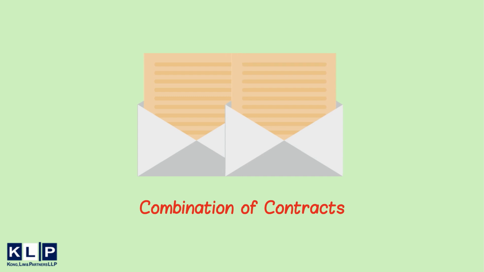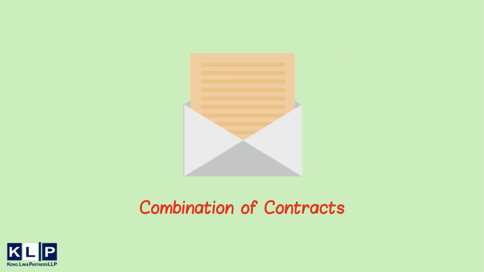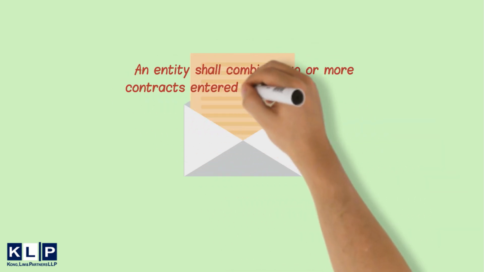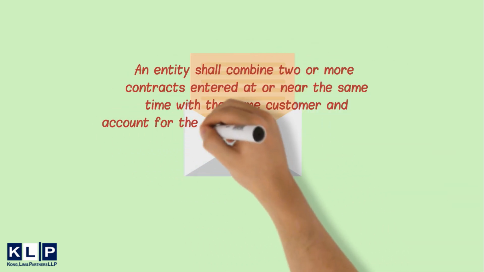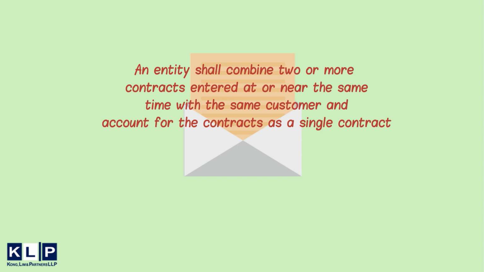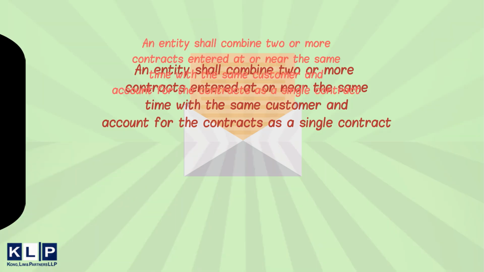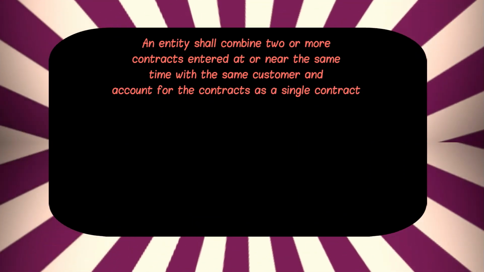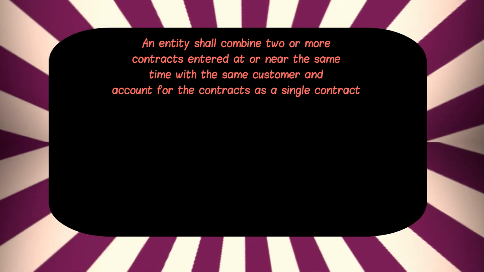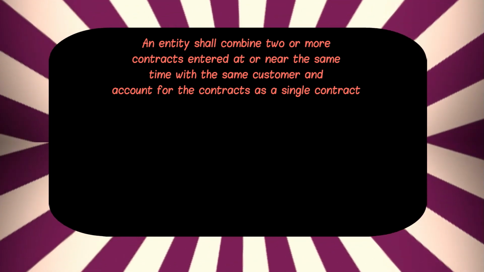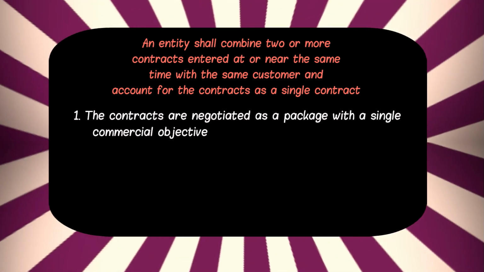Combination of contracts happens when you need to account for 2 or more contracts as one contract, and the standard states that an entity shall combine 2 or more contracts entered at or near the same time with the same customer and account for the contracts as a single contract. However, this is only applicable if 1 or more criteria are met.